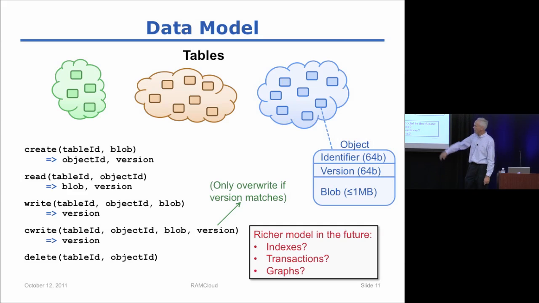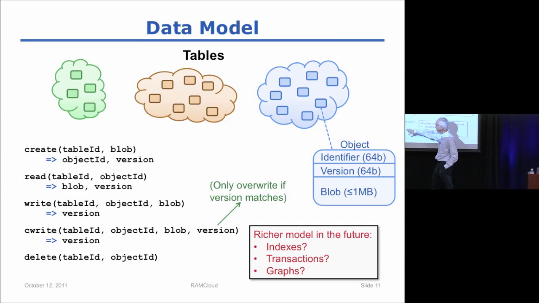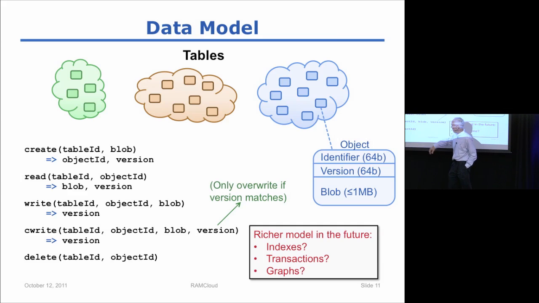I'm not going to go through all the API functions, but they're the obvious key value store things. The only one worth mentioning is that there is a conditional write operation that takes a table and an object and a blob and a version number, and will only overwrite the object if its current version number at the time of the write matches the one specified there. And that's a hook that allows you to build higher level atomic primitives and transactions and things.